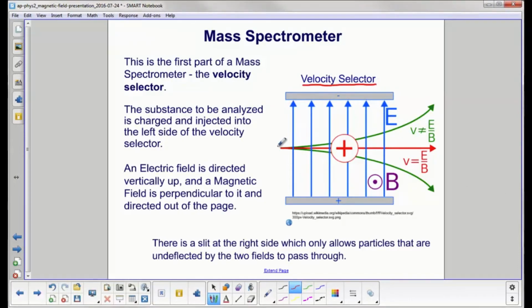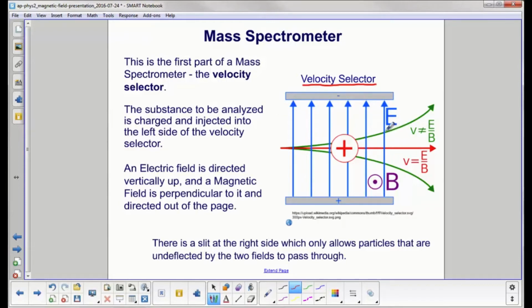The substance to be analyzed is charged and injected into the left side of the velocity selector. An electric field is directed vertically up. See the blue lines here for electric field? See, this is a negative plate, this is a positive plate. And then you have a magnetic field. It's not just in this one place, but we put it here so we wouldn't make this too complicated. The magnetic field is coming out of the page uniformly everywhere within these two plates.